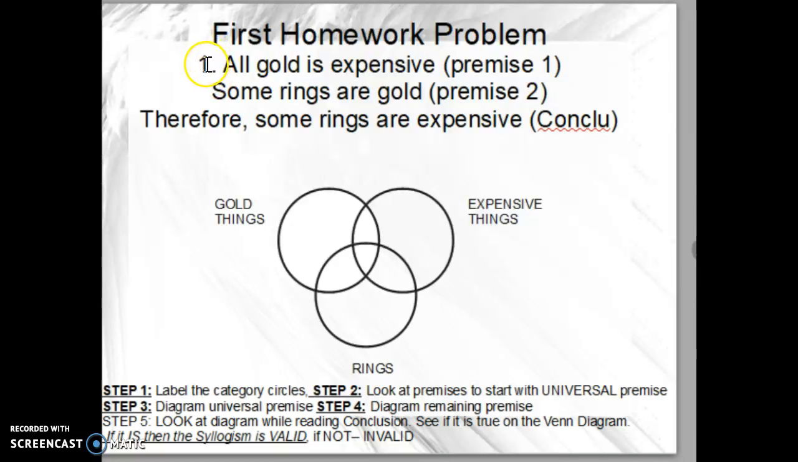But the first syllogism is, all gold is expensive. That's our first premise. The second premise, some rings are gold. And then our conclusion is, therefore, some rings are expensive.